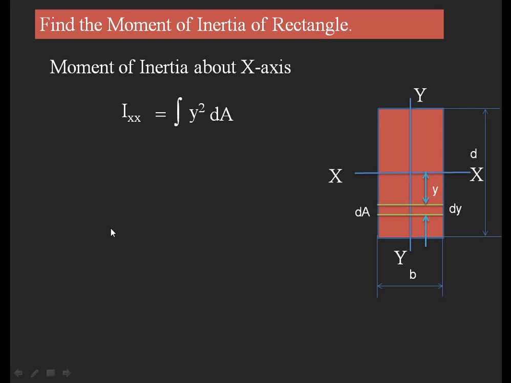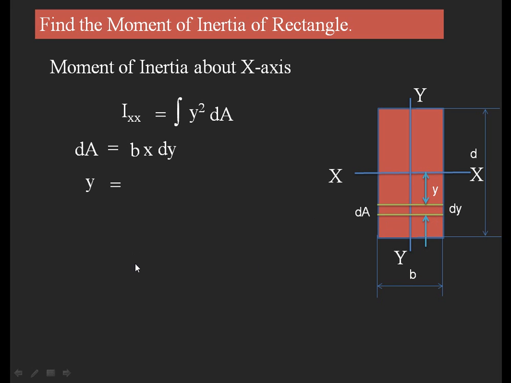First I would like to find the area dA for this elemental area we have assumed. It is also in the shape of a rectangle, and the rectangle area is depth into width. So dA can be written as the height, or depth, dy for that particular elemental area, into the breadth, or width, b. So b into dy is the area of this elemental area.